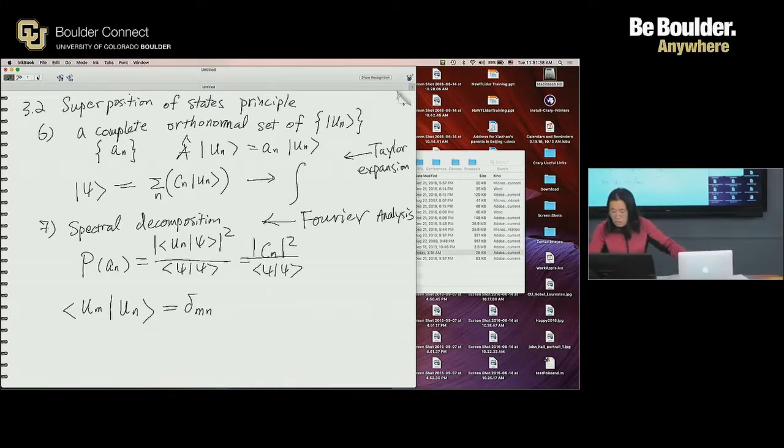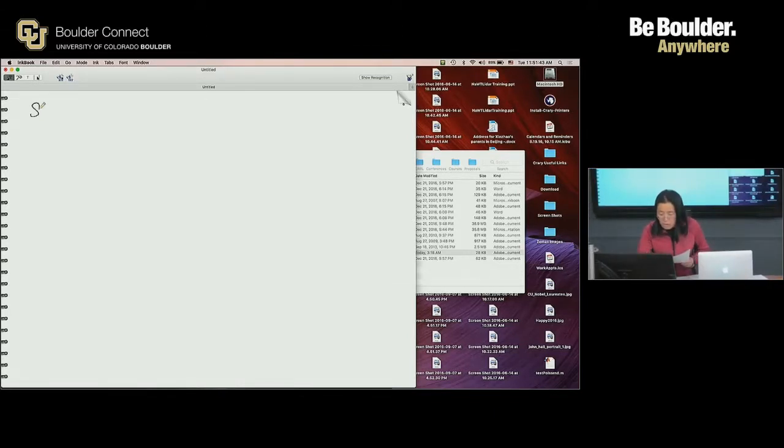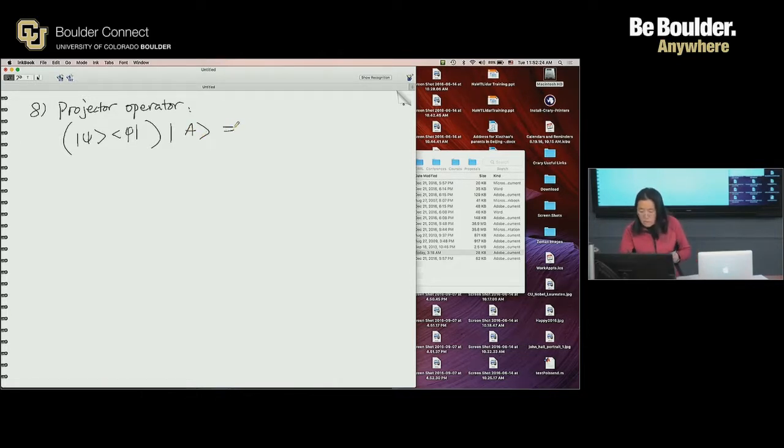Okay. The next one is the projector operator. This is a useful relationship. This involves two different state vectors, but instead of taking the scalar product, when you write it in this way, this actually means a projector. This is because if you have this work on another state, which I use A to represent here, you can write this as psi times the scalar product, and this scalar product is a complex number. So it's a number, not a state anymore. And this still gives you another ket vector. So that's why this is an operator.